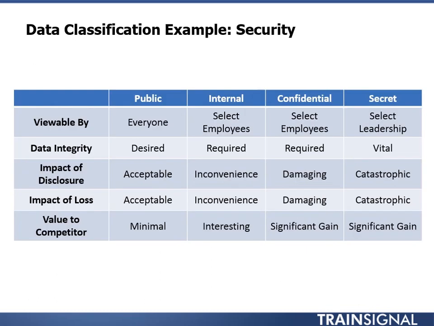Here are some examples of data classification levels. You can see the different ways that data can be classified. You can determine who it's viewable by. So public documents could be viewed by everybody. Internal documents, you might say just select employees. And again, confidential, probably a smaller set of select employees. And secret would be very high-level ranking people.